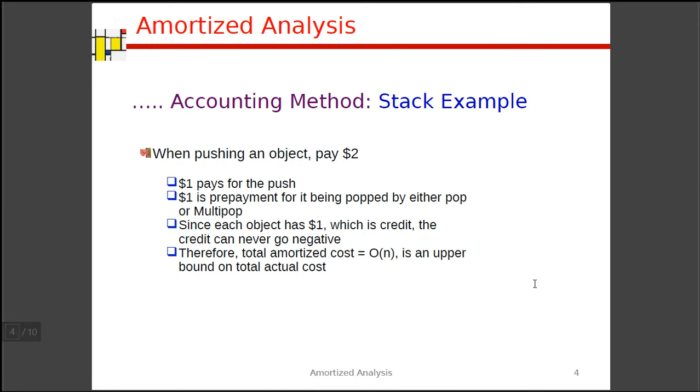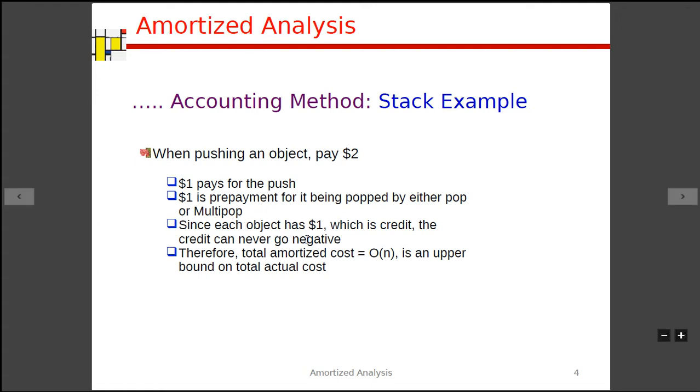Let us understand the stack example in more depth. When pushing any object, we are paying $2. So $1 is for the push, and $1 is a prepayment for it being popped by either pop or multi-pop. That means whenever we are pushing, at that time itself it is taking the prepayment for the further pop operation. Just as whenever we recharge our mobile, we are going to spend some amount from that particular balance. So that is like a prepaid. We are already having the balance, and until our balance is exhausted, we can use that.